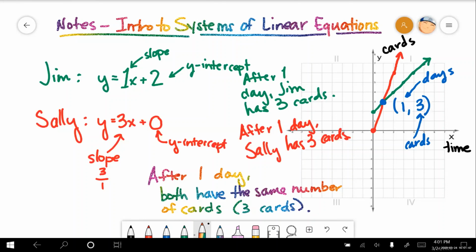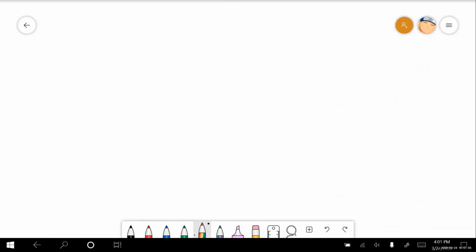So let's go ahead and take some time and look at some specifics for systems of linear equations in this introduction. Okay, we're going to start with some definitions here. So let's start with a definition of systems of, let's be specific, we're going to talk about linear equations.